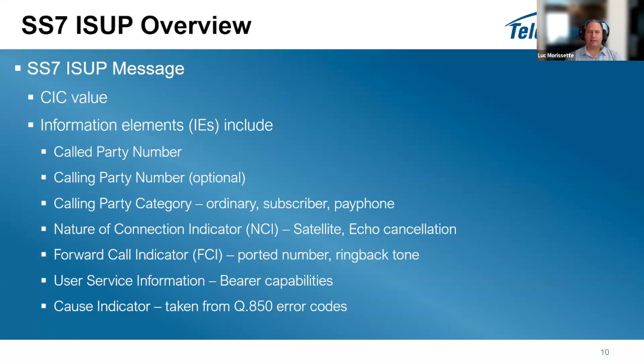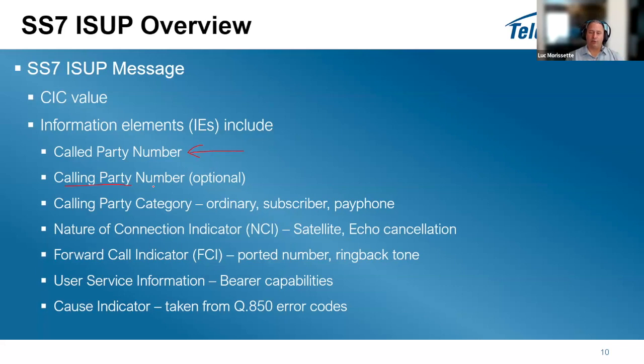So in the SS7 ISUP messages, you have, like I mentioned, the CIC value, the circuit identification code, which also represents a time slot. So that's always being sent in all the SS7 messages to really define on which time slot we're working. Then you have other information elements. For example, the called party number. You have the calling party number.